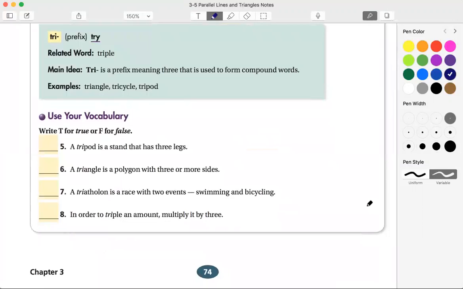Okay, so true or false? A tripod is a stand that has three legs. That is true. A triangle is a polygon with three or more sides. This is false. A triangle is a polygon with exactly three sides. A triathlon is a race with two events, swimming and bicycling. That's false. It has three events. In order to triple an amount, you multiply it by 3. That's true.